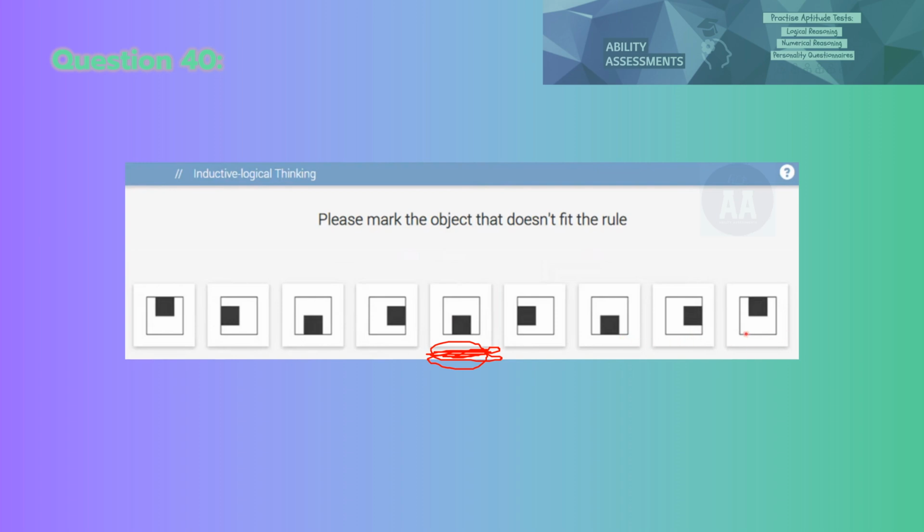So all the rest of the objects comply with the rule where the black square shifts 90 degrees anti-clockwise. The only one that doesn't is this one right here, the fifth object. And since it doesn't comply with the rule, it will be our answer. So this is our answer, the fifth object.